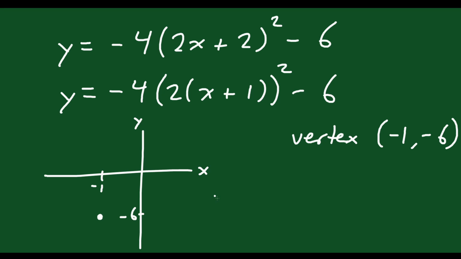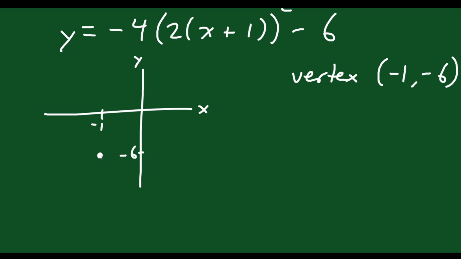Okay? Now, does it open up like this, or does it open down like this? Which way does it go? Well, if you look at the front of the equation, we have a negative. That means there's a vertical reflection, meaning it's going to open down. So we can draw it opening down like this. And if you notice, it's going to cross the y-axis at some point. There's going to be a point here where it crosses.